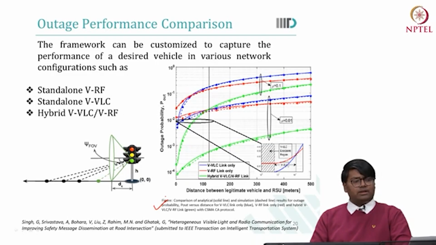It can also be observed that for SS probability 0.01, the outage performance of standalone vehicular VLC is better as compared to vehicular radio frequency link when my desired transmitter location is less than 120 meters. However, standalone RF is the more reliable option when my desired transmitter location is greater than 120 meters.